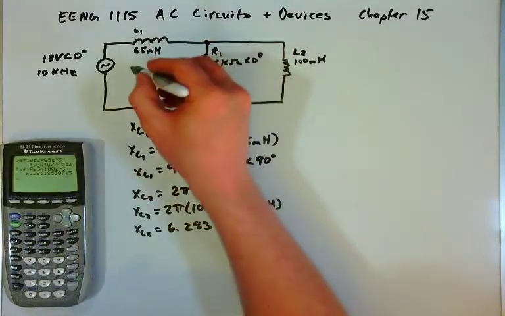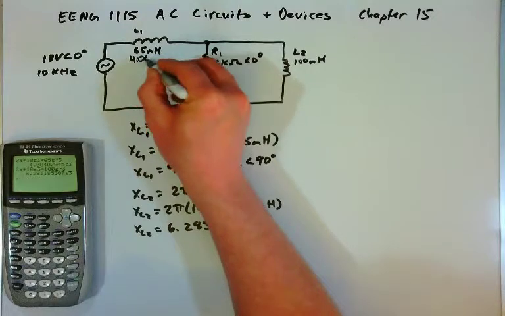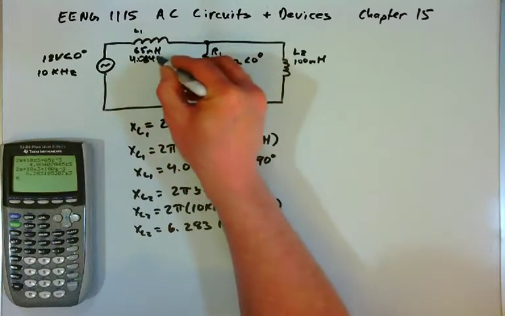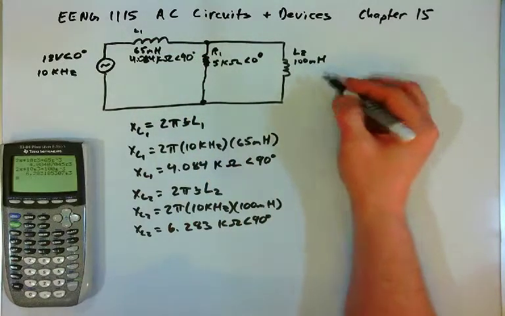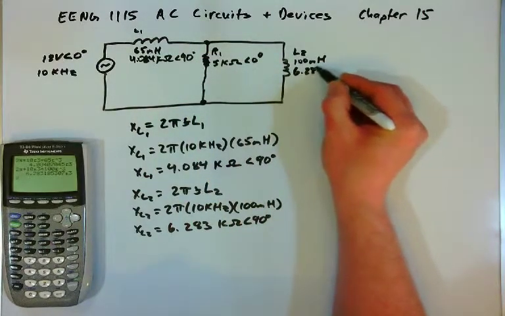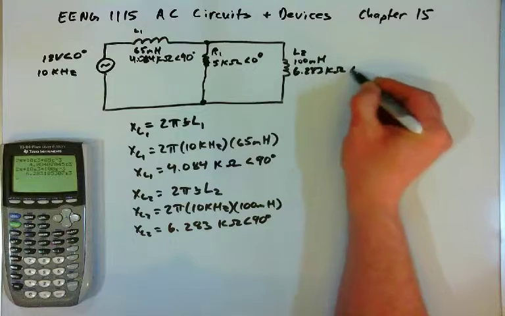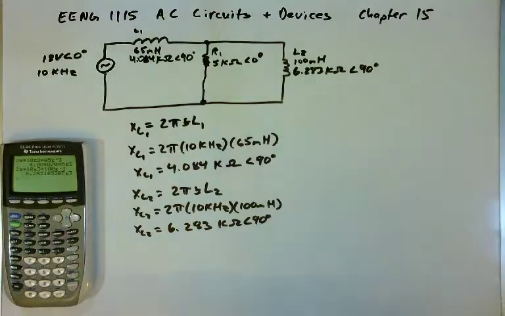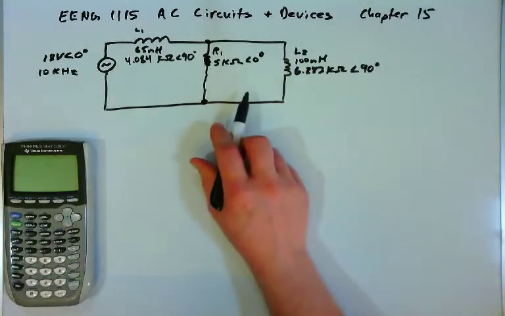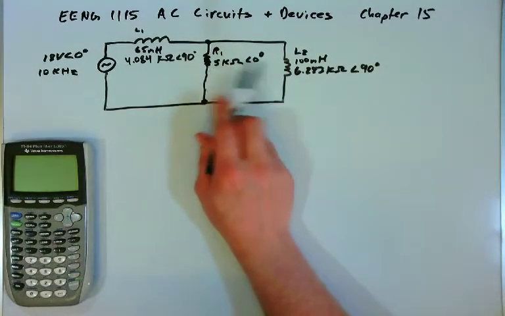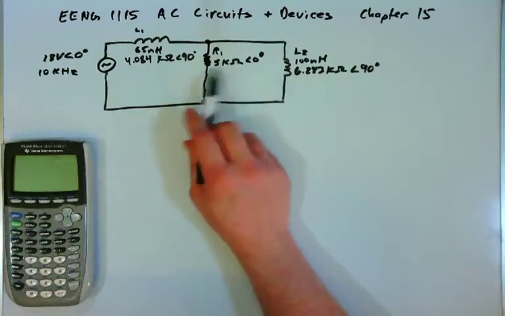So X sub L sub 1 is 4.084 kilo ohms at an angle of 90 degrees, and X sub L sub 2 is 6.283 kilo ohms, again at positive 90 degrees. Now that we know the inductive reactances, we can start working on finding the total impedance of the circuit. And just like a DC circuit, we're going to want to start as far from the source as we can. And so we're going to start by combining R1 and L2.